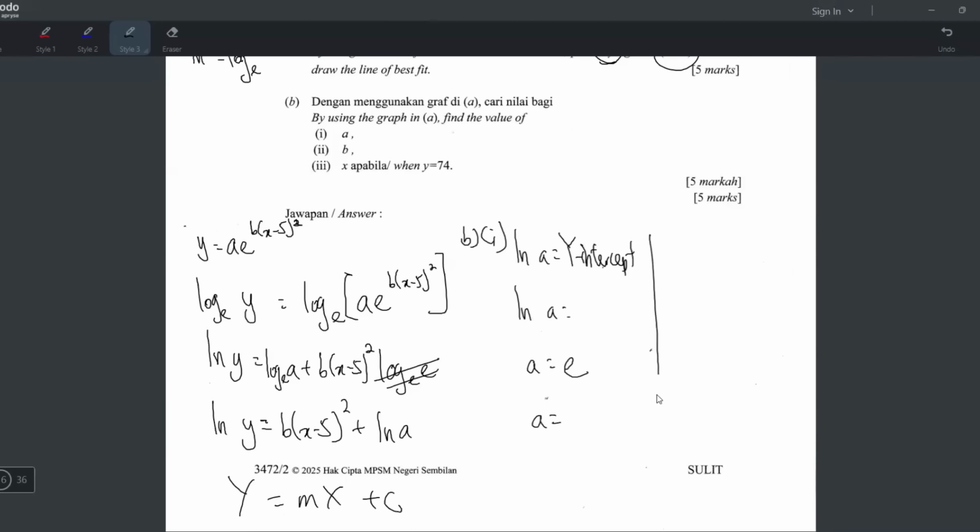And then question 2, how to find the B. B is the gradient. So later after drawing the graph, we use the graph to find gradient and then masuk dalam sini lah, y minus y or x minus x, and then get the B.